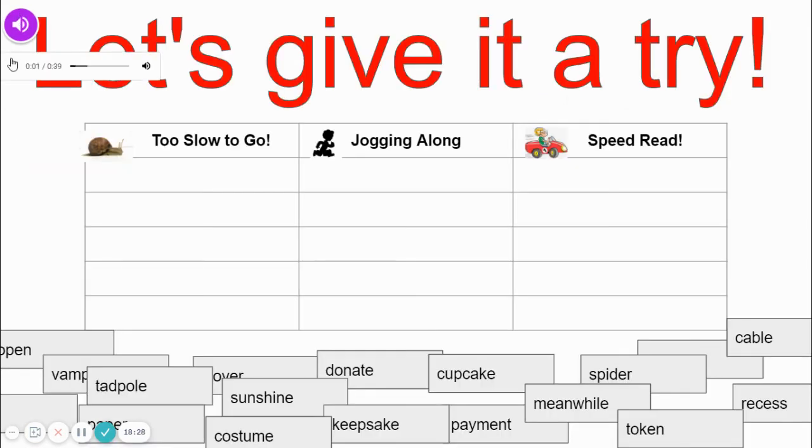Now it's your turn to give it a try. And as you think about the word, I want you to sort them. Are you reading them too slow to go, like a snail? Or are you doing all right, just jogging along with it? Or are you in the race car doing a speed read of the word? Your cards won't fit perfectly under each column, so you'll have to put them in a stack underneath. Are you ready? Let's read and sort. Have fun learning.